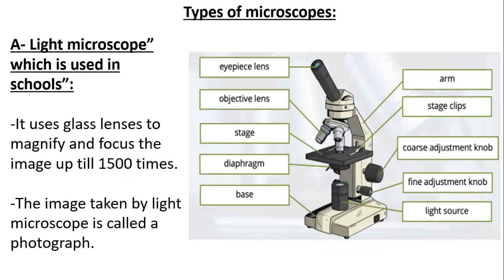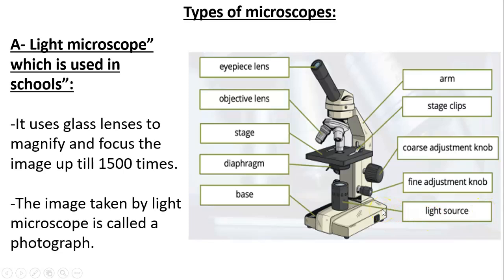Let's take a look first at the light microscope here. The light microscope is the one that you can see in your school. It's everywhere. It has mainly the eyepiece lens, and this is where you put your eye to see. The objective lens is the lens that's directed to the specimen or the slide you're going to see. The stage, this is where you put your slide. The diaphragm and base are basically pieces for the microscope to stand and connect pieces together. Here you can see the light source.